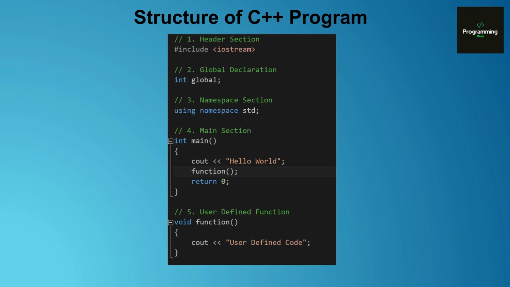In the user defined function section, we declare the functions which we need. Whenever we have to perform a particular task, we develop a section or a function for that, and that function is called a user defined function.